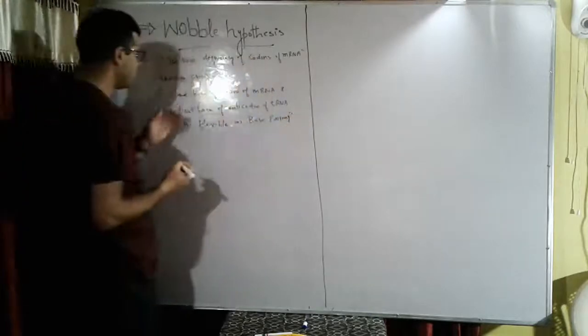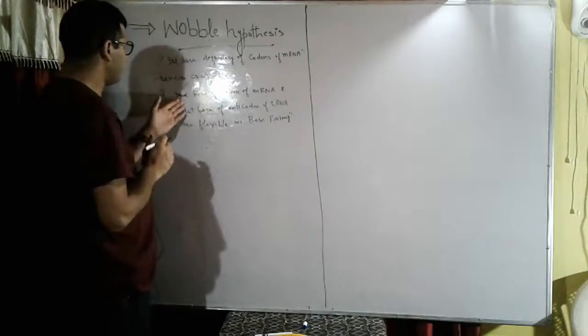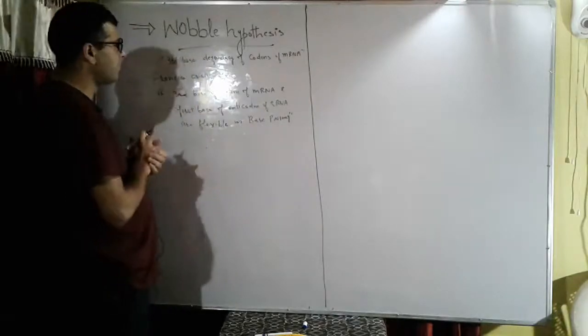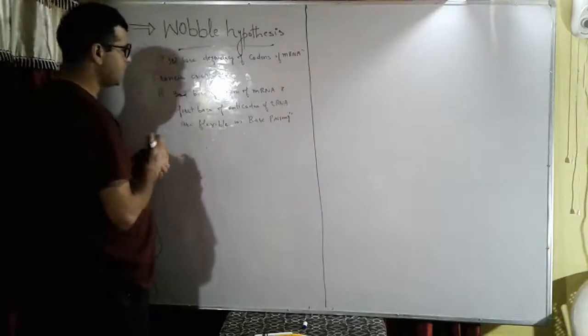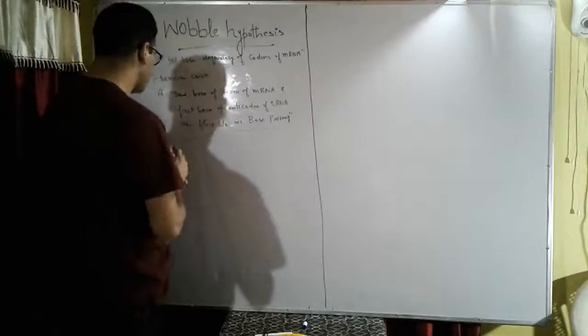That means the first base of the anticodon of tRNA and the third base of the codon of mRNA are flexible in their base pairing. This is what is called the wobble hypothesis.